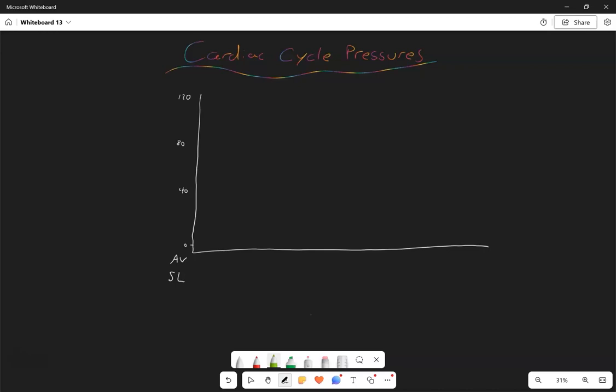Remember that your AV valves are open, so I'm going to make those in green. And our SL valves are closed, so we're going to make those in red. So green means open, red means closed. Okay, so let's just talk about the different phases of the cardiac cycle before. So we start out with our passive filling.